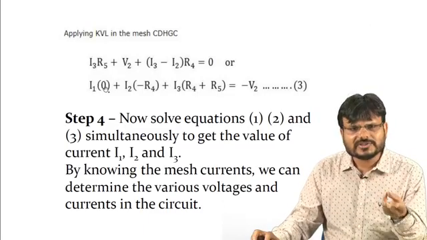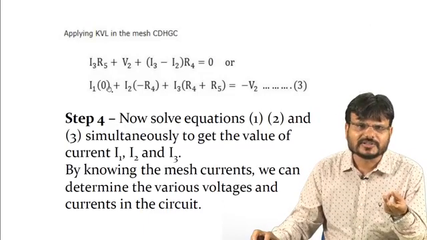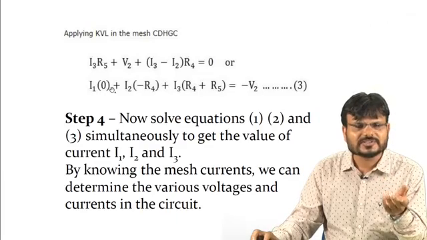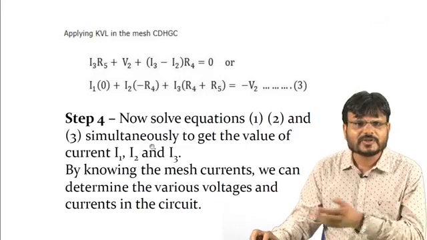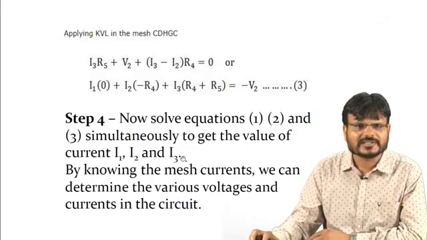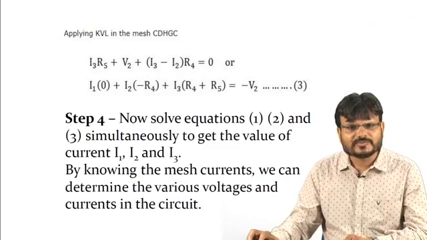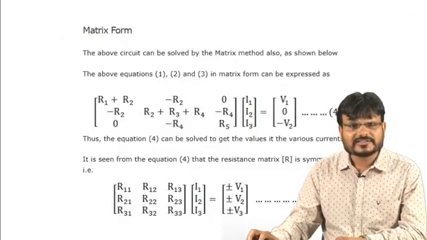So again you have 3 equations and you have 3 unknown values. So there are 3 equations and 3 unknown values. So after solving these equations, you can easily find the value of the currents I1, I2 and I3. By knowing the mesh current, we can determine the various voltages and currents in the circuit.